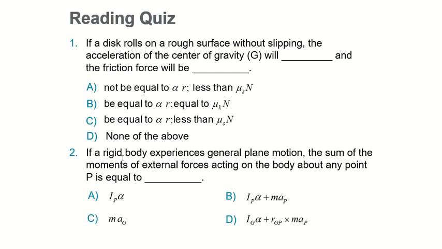Then we have a second one. If a rigid body experiences general plane motion, the sum of the moments of external forces acting on the body about any point P is going to be equal to this guy, because it's asking you for the moment. The moment of external forces is always this: your moment of inertia at P times angular acceleration. We've been telling this again and again.